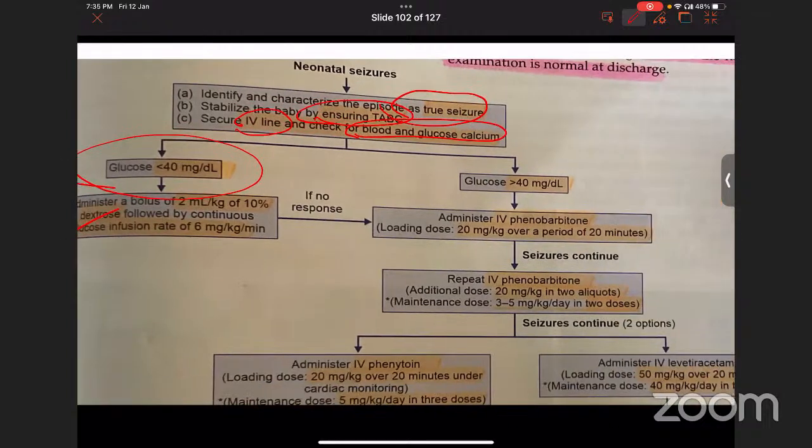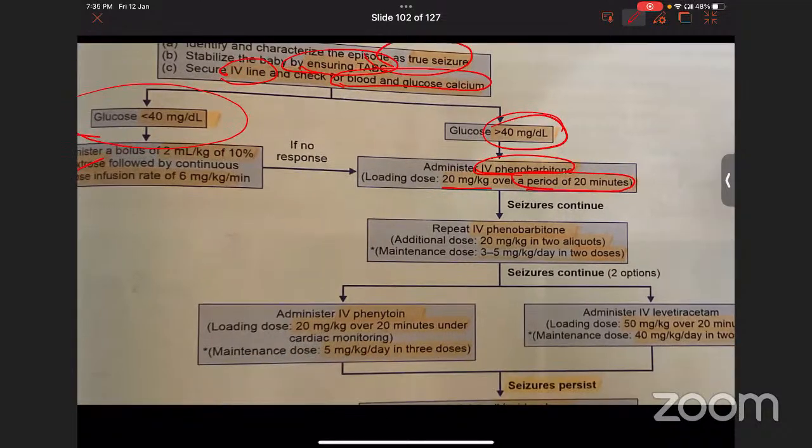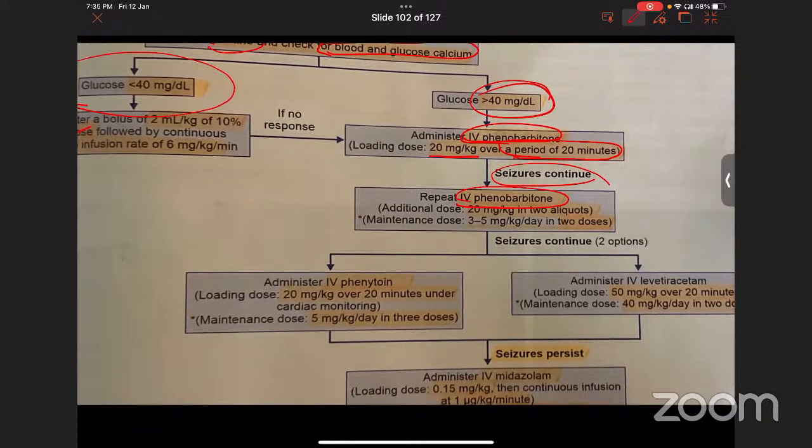If the child has glucose more than 40 and is still convulsing, then you go for IV phenobarbital with a loading dose of 20 mg per kg over a period of 20 minutes. If the seizure continues, then you give a repeat IV dose of 20 mg per kg in aliquots, 10 mg per kg each. The cumulative dose you can give is 40 mg per kg. The total is 20, then you give 10, 10, at 5 minute intervals. So after that, you give up to 40.